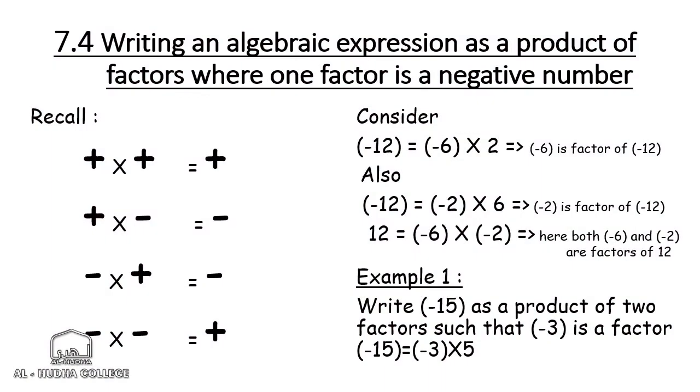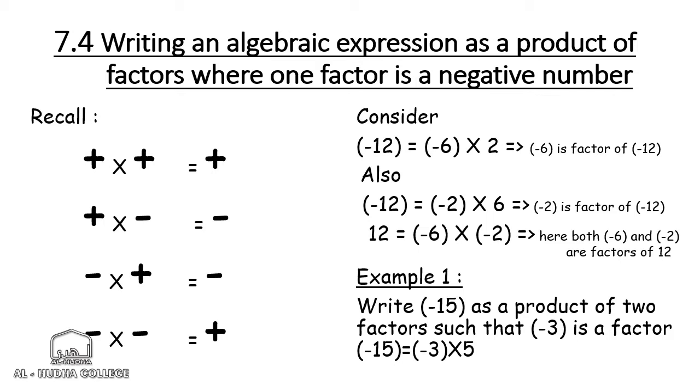Chapter 7.4: Writing an algebraic expression as a product of factors where one factor is a negative number. Before we study this chapter, let's recall something you learned in the previous grade.